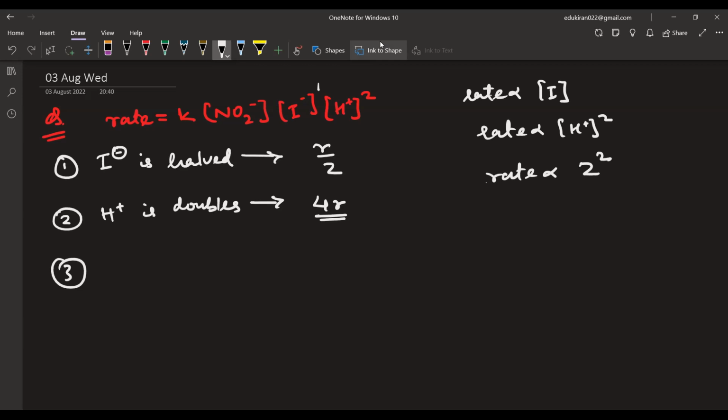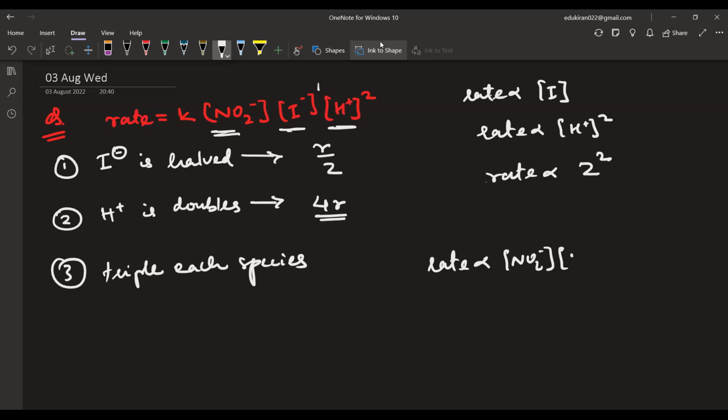Then we have the third one. We are tripling the concentration of each species, right? We are tripling the concentration of NO2 negative, I negative, and H plus. So rate is proportional to the concentration of NO2 negative into I negative into H plus square. Now what we are doing? Rate will be proportional to NO2 tripled, 3 times, into I also tripled, 3 times, into H also tripled, and you have to do square also.